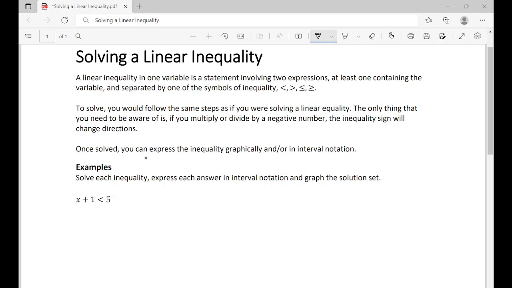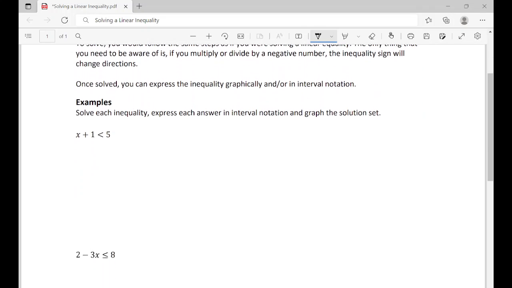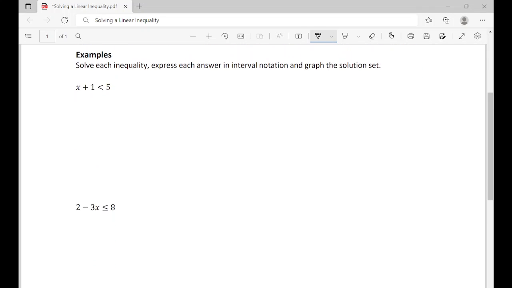Once solved, you can express the inequality graphically and/or in interval notation, depending on what's asked of you. But I'm going to show you how to do all of them. So for the first inequality, x plus 1 is less than 5. We're going to solve it and then express it both in interval and graphical notation.